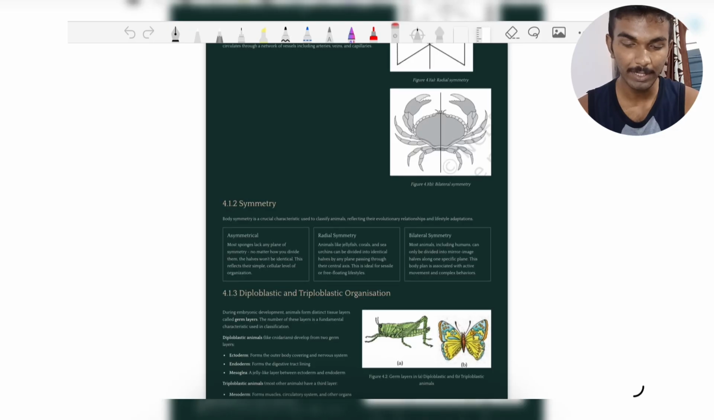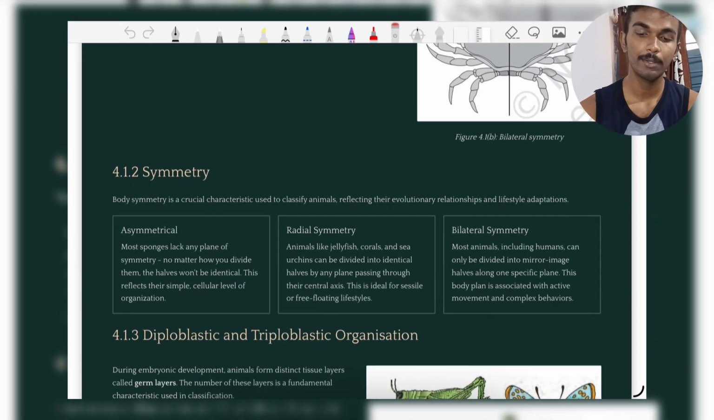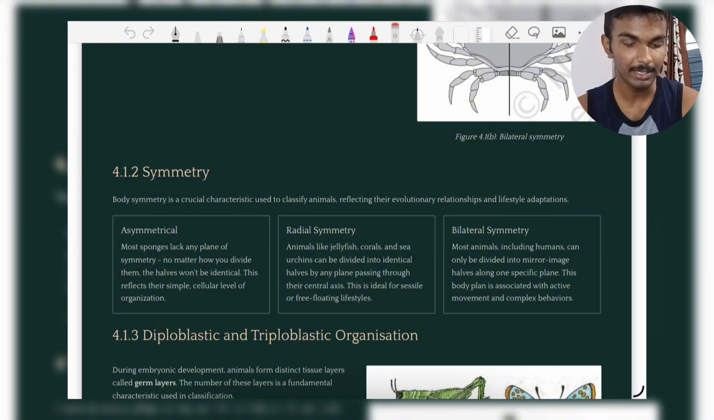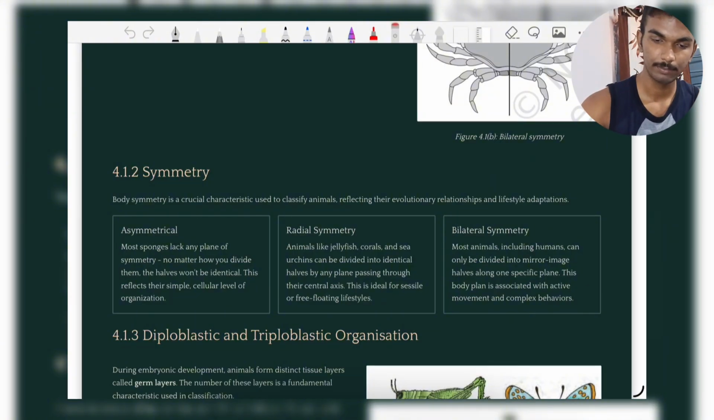Symmetry. Body symmetry is a crucial characteristic used to classify animals, reflecting their evolutionary relationships and lifestyle adaptation. Asymmetrical. Most sponges lack any plane of symmetry. No matter how you divide them, the halves won't be identical. This reflects their simple cellular level of organization. Radial symmetry. Animals like jellyfish, corals, and sea urchins can be divided into identical halves by any plane passing through the center.